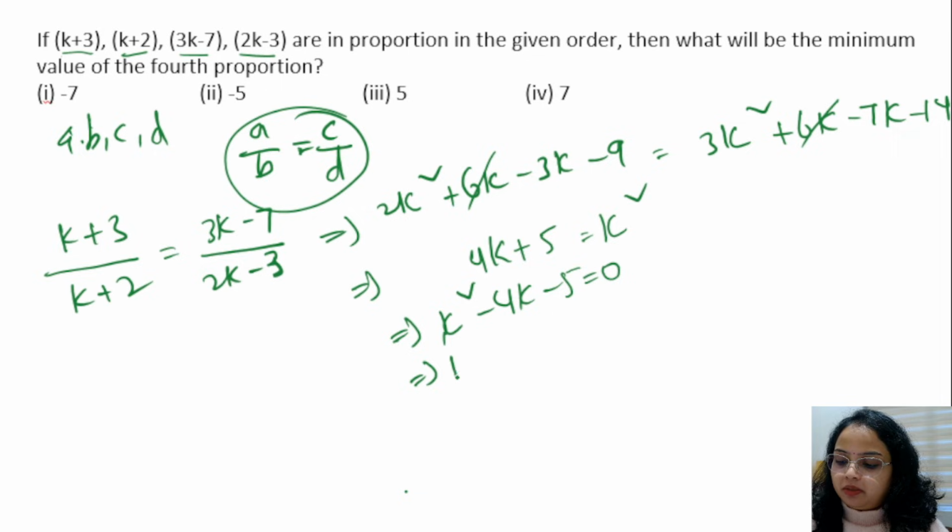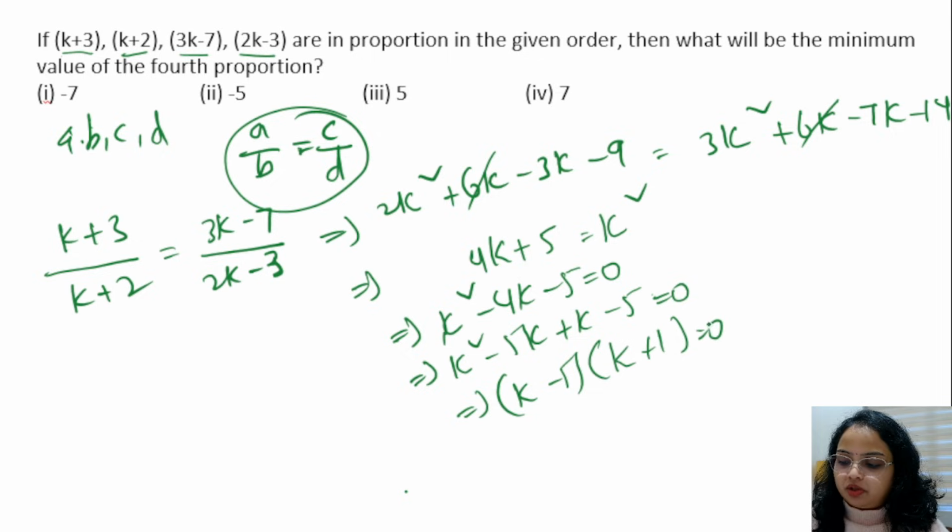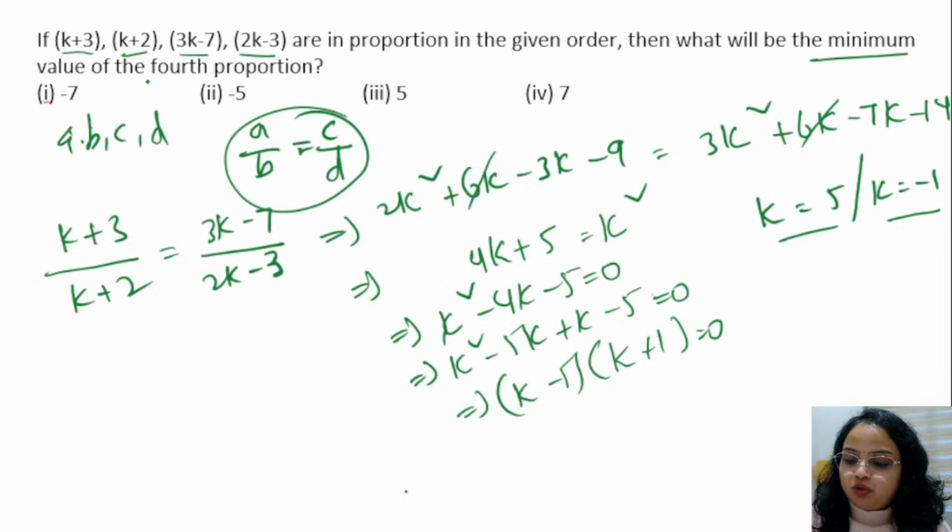Here we have to split the middle term. It is k square minus 5k plus k minus 5 is equal to 0. So here we'll get k minus 5 into k plus 1 is equal to 0. Here we got two values, k is equal to 5 or k is equal to minus 1. We'll substitute these two numbers. What is the minimum value of the fourth proportion? The fourth proportion is this one, and we have to find the minimum value of it.